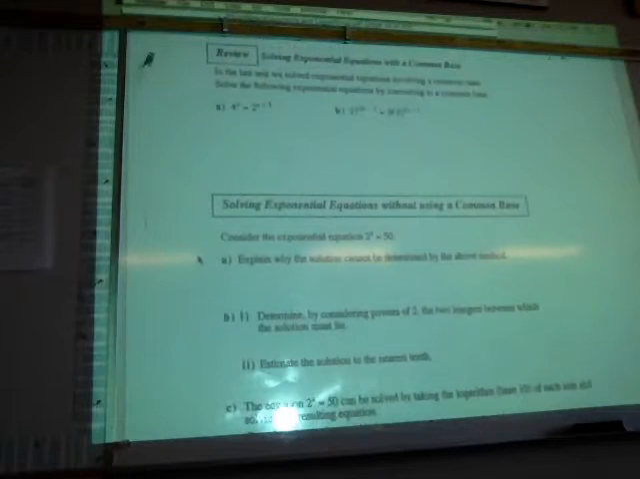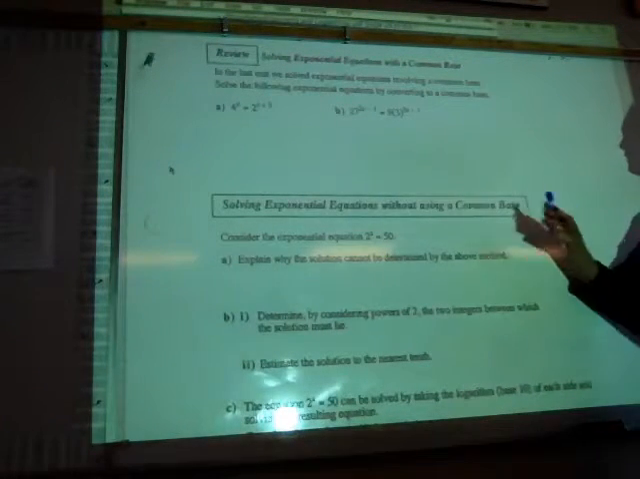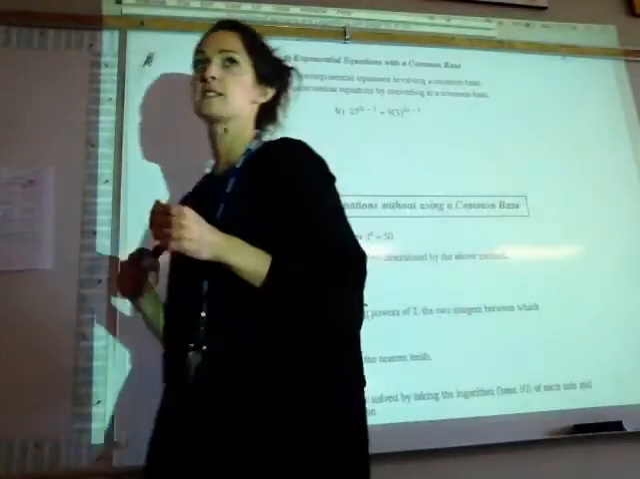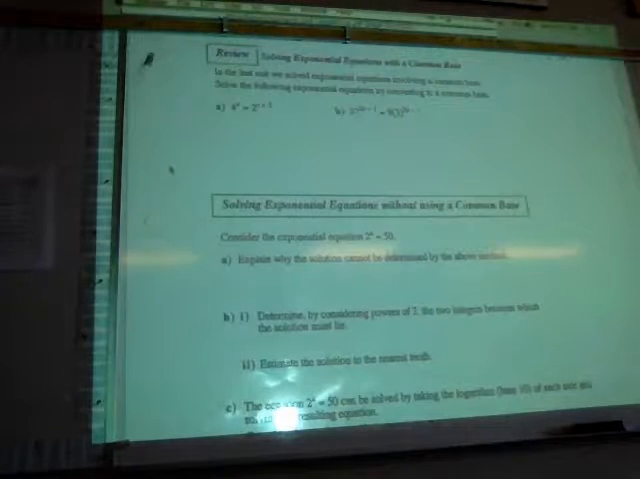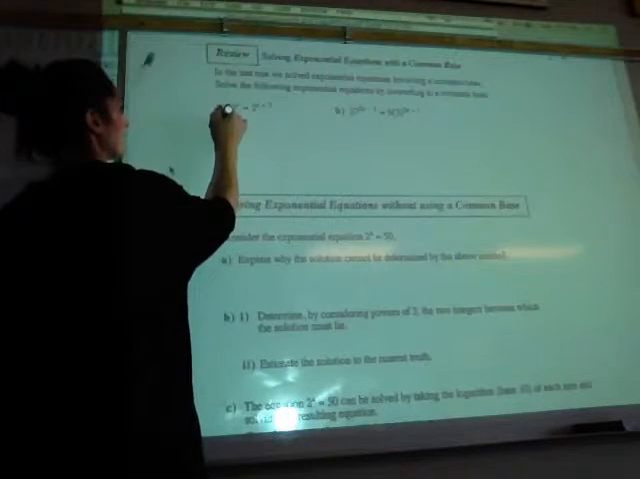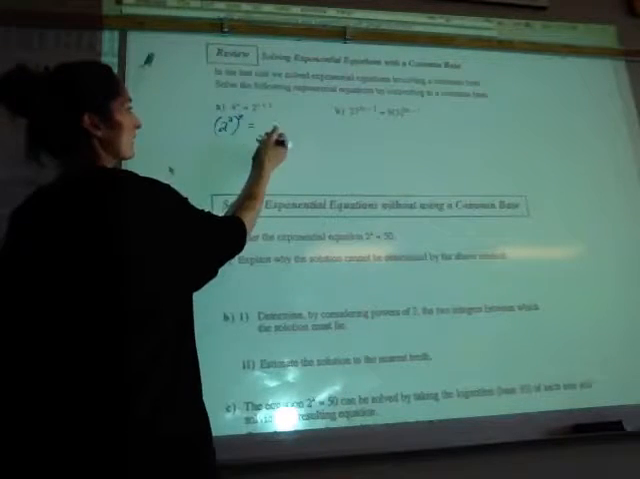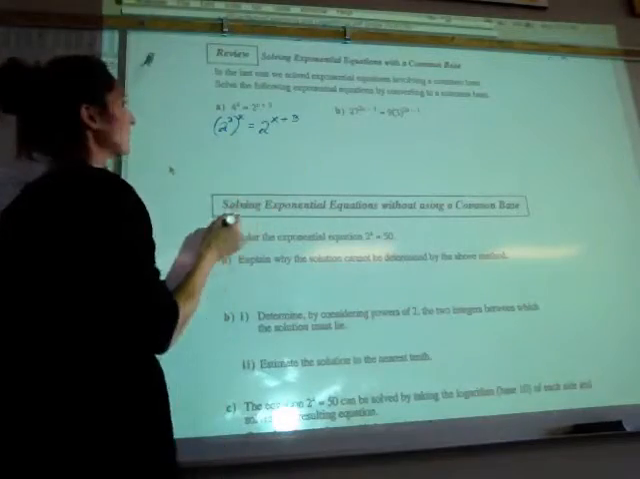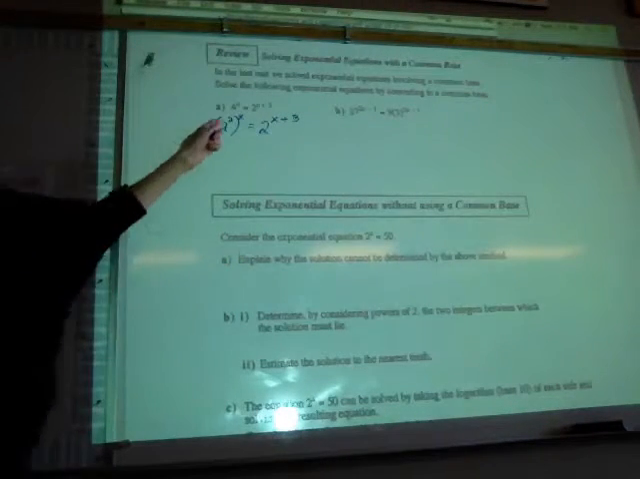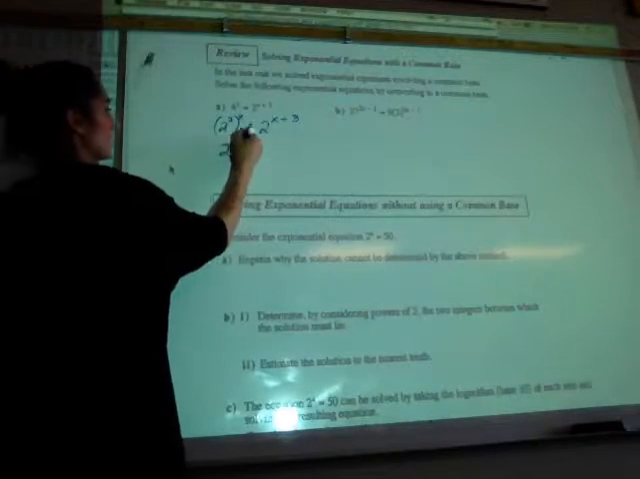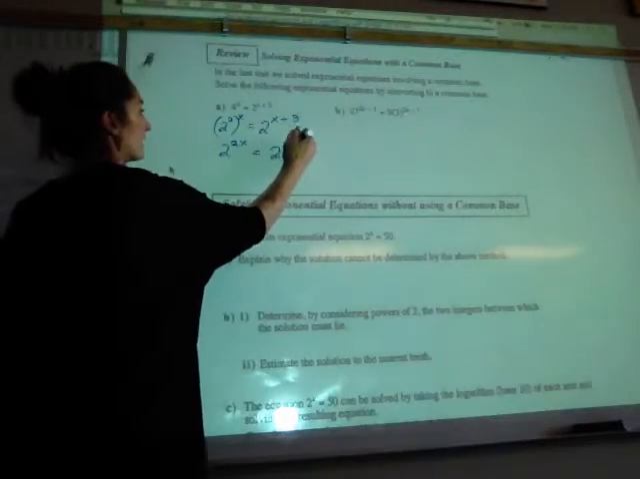Let's take a look at 4 to the power of x equals 2 to the power of x plus 3. We have to solve by converting to a common base. So if we have 4 and 2 as a base, what's the common base? 2. Okay, so we're going to convert 4 into 2 squared, all to the power of x, and that will equal 2 to the power of x plus 3. If we have an exponent to an exponent, we multiply them, and we get 2 to the power of 2x equals 2 to the power of x plus 3.